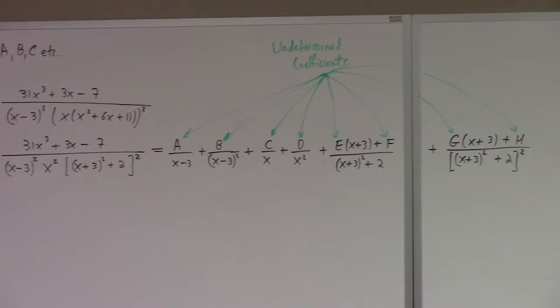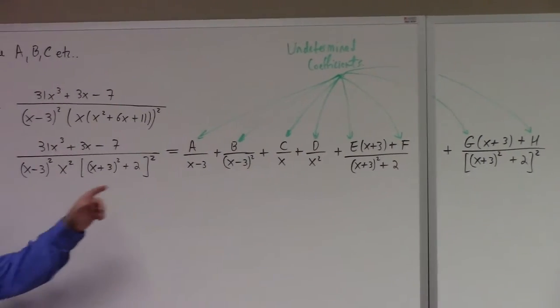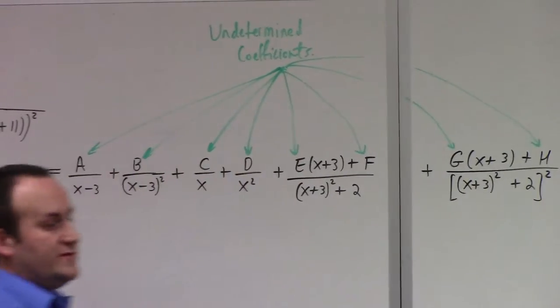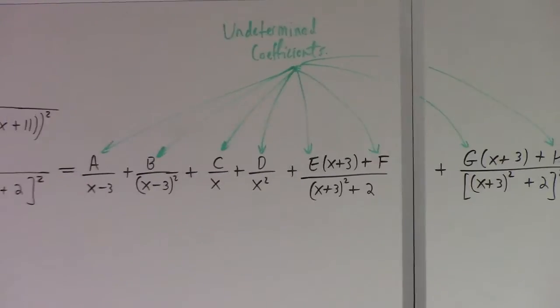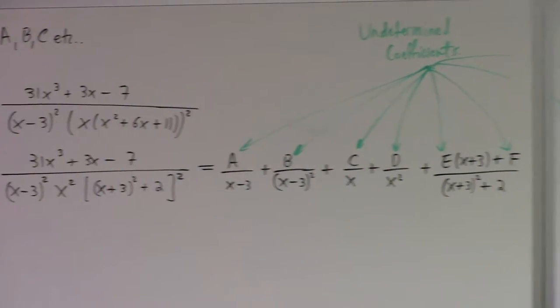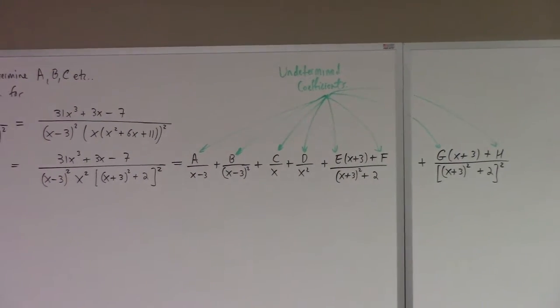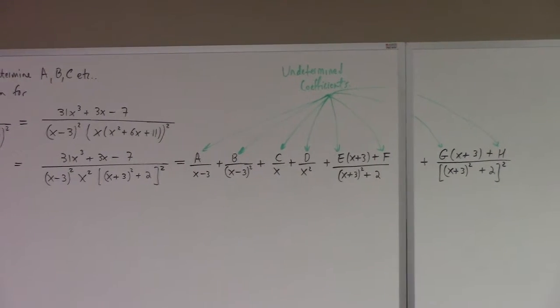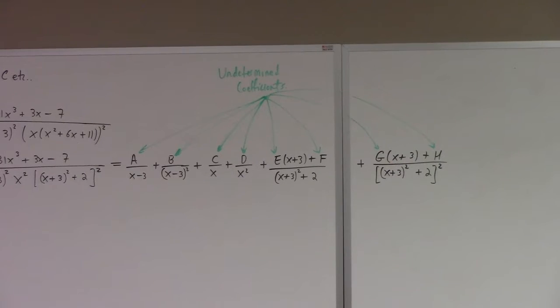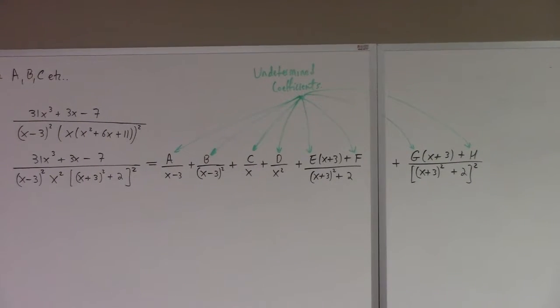Again, as a good check on this, let me count them. 1, 2, 3, 4, 5, 6, 7, 8. What's the order of the polynomial in the denominator? 8. That will always be the case when you're setting these up. The number of undetermined coefficients must match the order in the denominator. That's a good check that what you're doing is at least somewhat on the level.